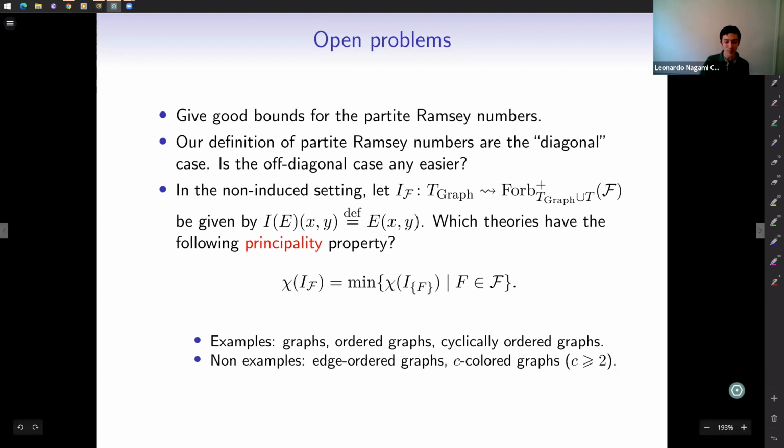And it was already known for the case of edge-ordered graphs. They had already observed in the original paper that this property doesn't really hold. If you compute the chromatic number of a family, it might be completely unrelated to the guys in the family. And in fact, you can find even easier theories in which this already breaks. If you have a graph and you color its vertices with two colors, it already breaks this property. So the natural question is, what theories have this principality property? How can you characterize them?